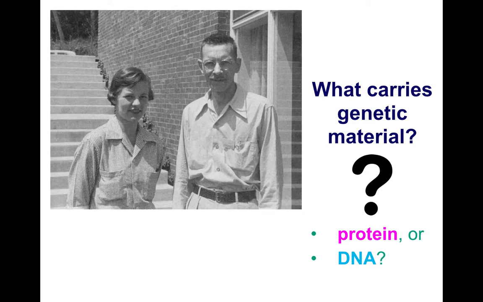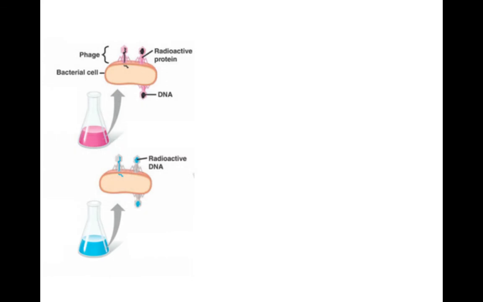So, let's have a look at what Alfred and Martha did, because it actually was pretty clever. They made 2 batches of material that they used for their experiment. And they used radioactivity to label things in each. Remember, we talked about this in the early portion of our course, how radioactive tracers are used to follow where things are in biological organisms.